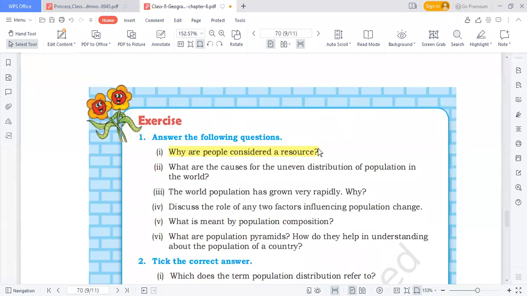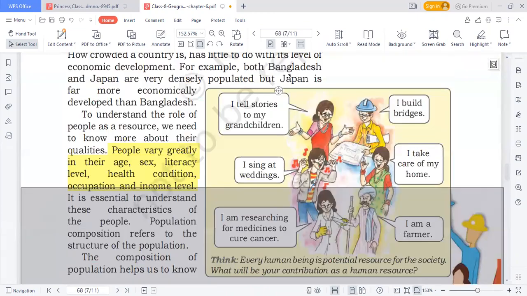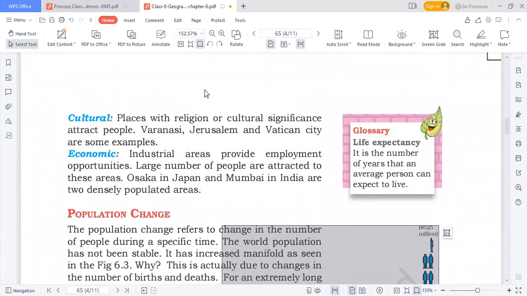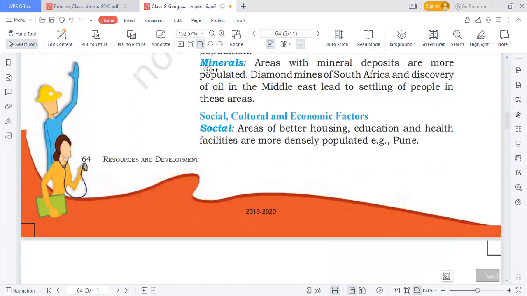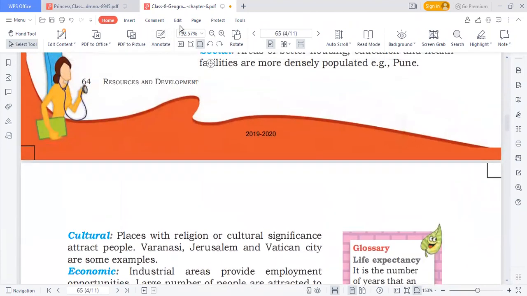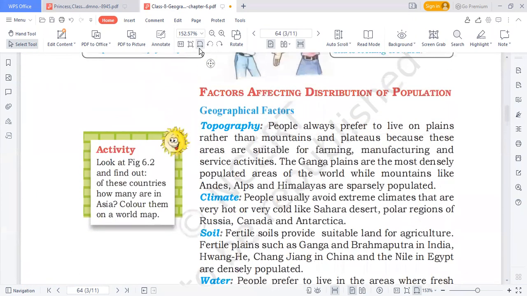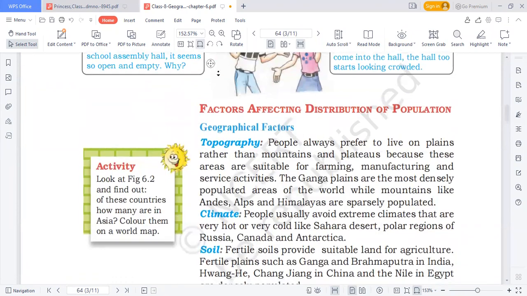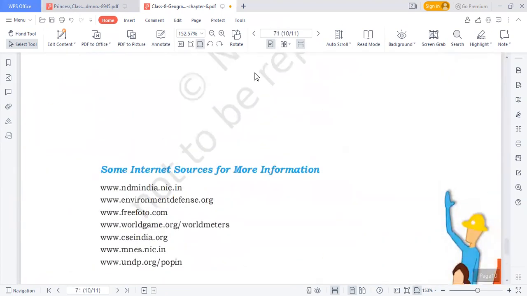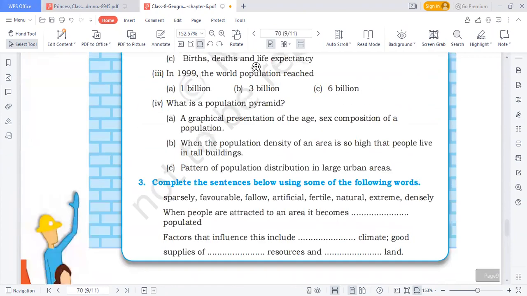What are the causes for the uneven distribution of population in the world? Those factors which we discussed in the chapter: geographical, socio-cultural factors. Economic factors, social factors, cultural factors, and geographical factors including minerals, water, soil, land, climate, topography. They are responsible for the concentration of population. No need to explain it, just the headings. If in examination such a question is asked as a long question, you have to explain it.